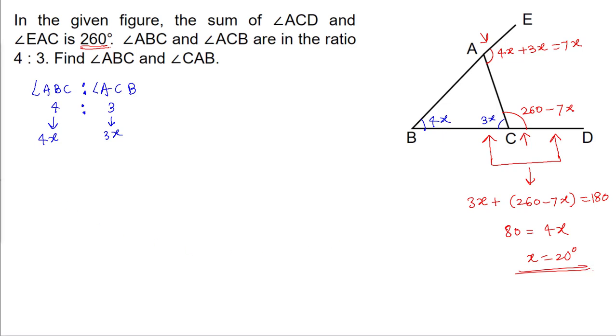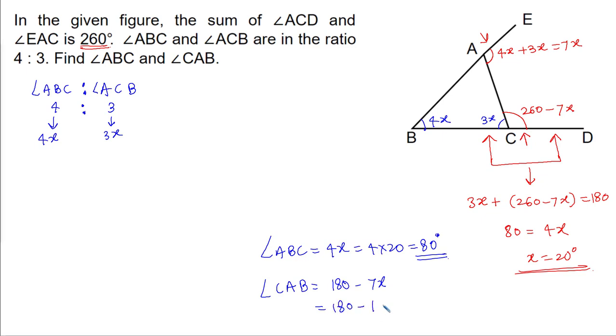Now we are supposed to find the measurement of angle ABC. The measurement of angle ABC is 4x, that is 4 into 20, which is equal to 80 degrees. Okay everyone, so this is our answer. Along with this, we want to find the measurement of angle CAB also. The measurement of angle CAB is going to be 180 minus 7x, so 180 minus 7 into 20, that is 140, so that is equal to 40 degrees. So our answer is 80 degrees and 40 degrees.